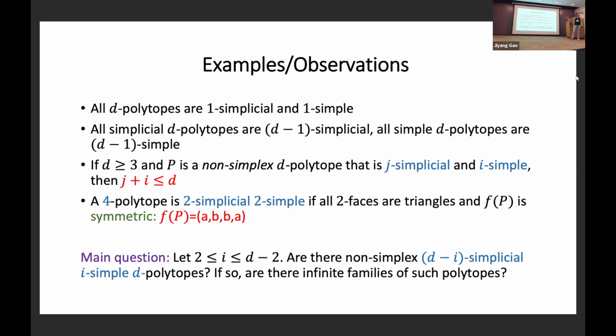In this talk, I'm not actually going to talk anymore about face numbers. Instead, we first need to understand the existence of such polytopes. So this talk will be about the existence of such polytopes. So the main question is, if i is 1 or d minus 1, there are plenty of such polytopes. So let's pick some i between 2 and d minus 2. And so the main question we want to ask is, can we find a d-dimensional polytope that's not a simplex and that simultaneously is d minus i simplicial and i-simple? And if we can find one such polytope, we can become greedy and ask, are there infinite families of such polytopes?